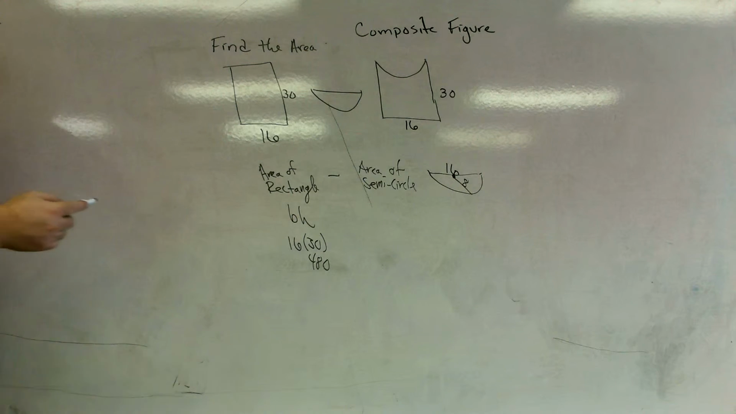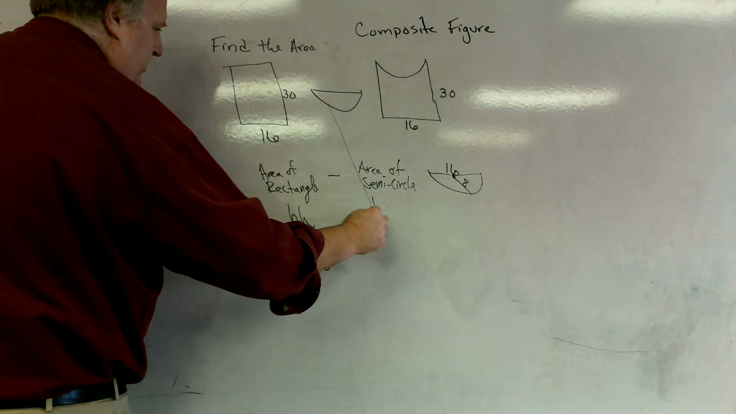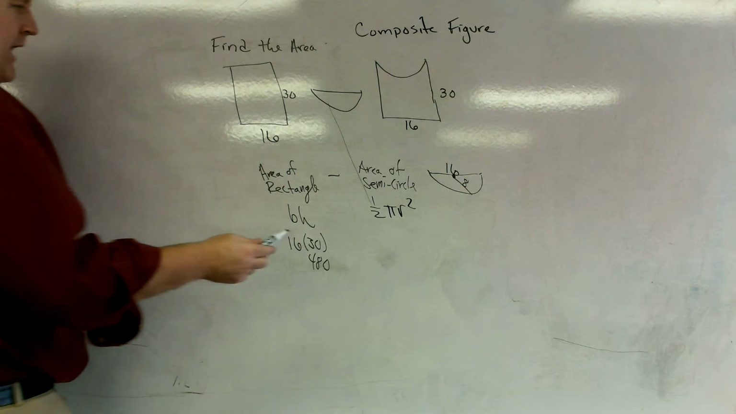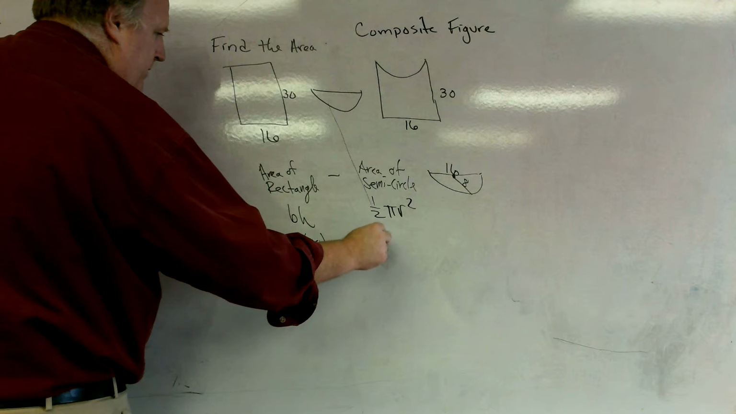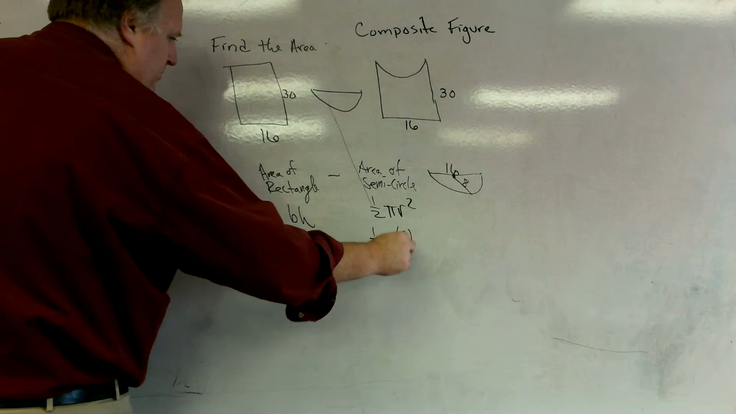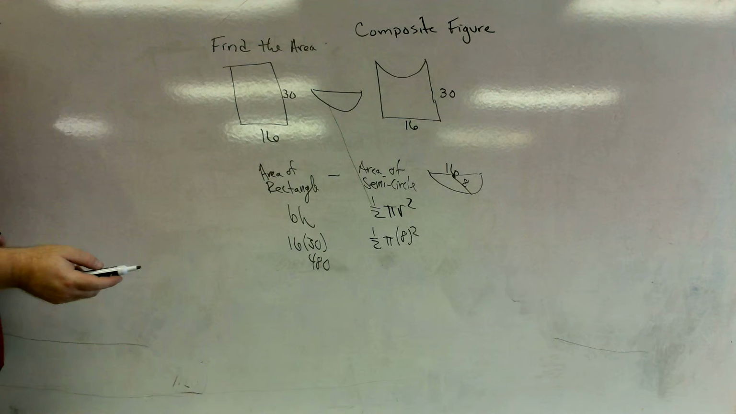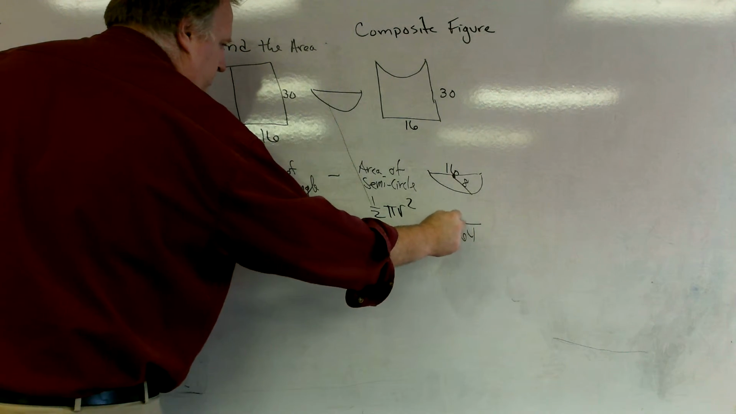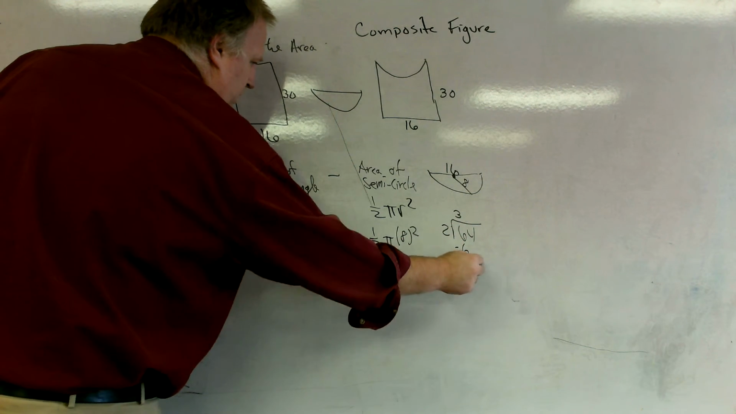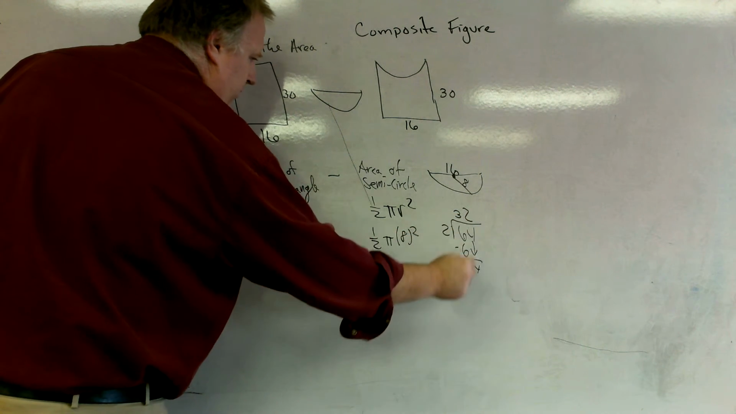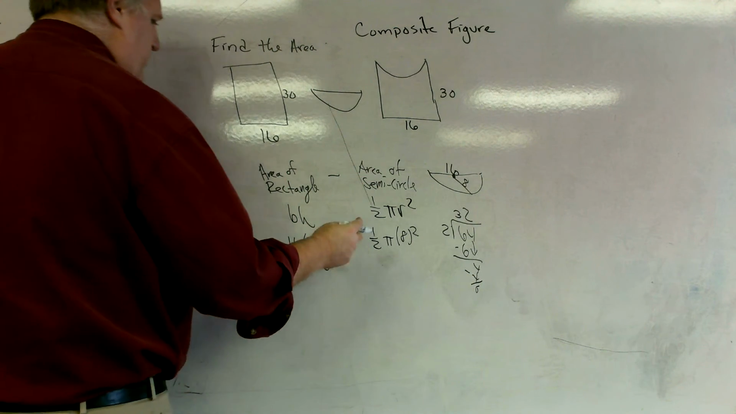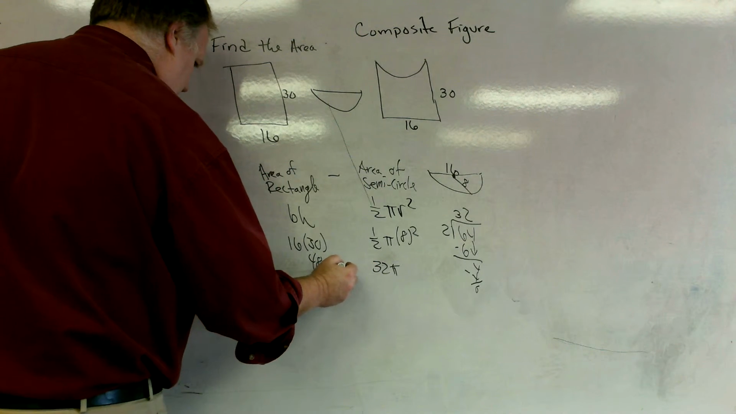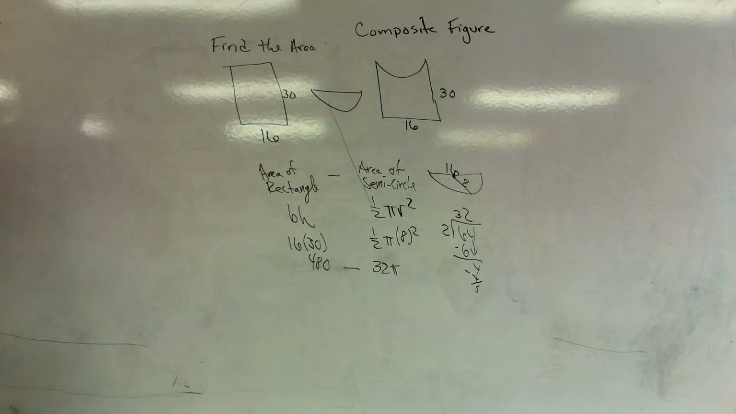So now we can do our area of a semicircle, which is half a circle, or 1/2 pi times radius squared. And we get 1/2 pi times 8 squared. 8 squared is 64. And if I want to find half of something, I simply divide it by 2. And when I do 64 divided by 2, we get exactly 32. So 32 pi is the area of the semicircle or half circle.